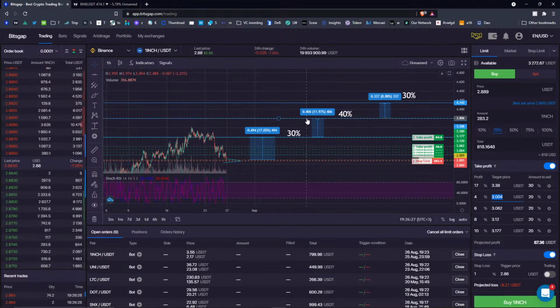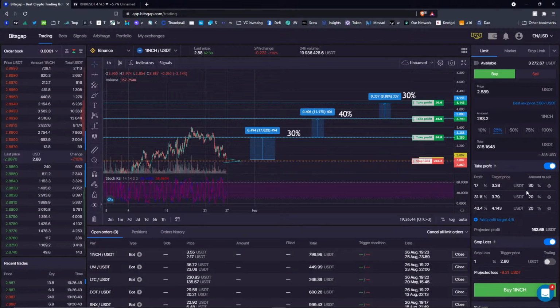Another, like the second take profit is here, 3.79. Let's set it. And the last one is at 4.143. Okay, so 3 take profit levels. And you can see exactly the money you can make. That's $163. But it's not enough.